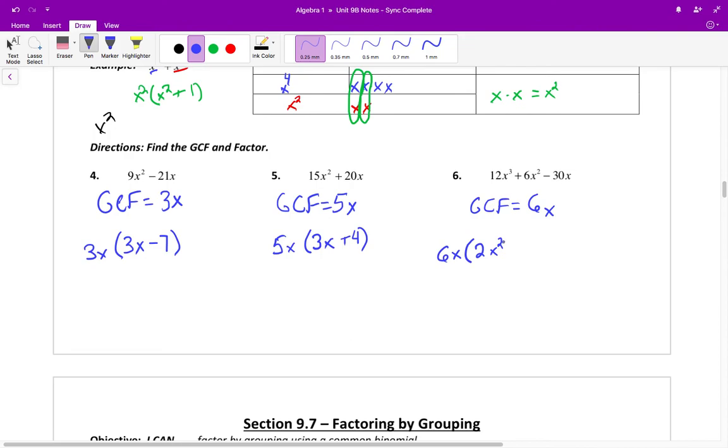Then 6 divided by 6 is a 1. You really don't need the 1, but you can put it there. Then x squared divided by x. So x squared loses 1x, still has 1. And let's see, negative 30 divided by 6 is negative 5. x, take away 1x, and there's none left. Here would be your final answer.